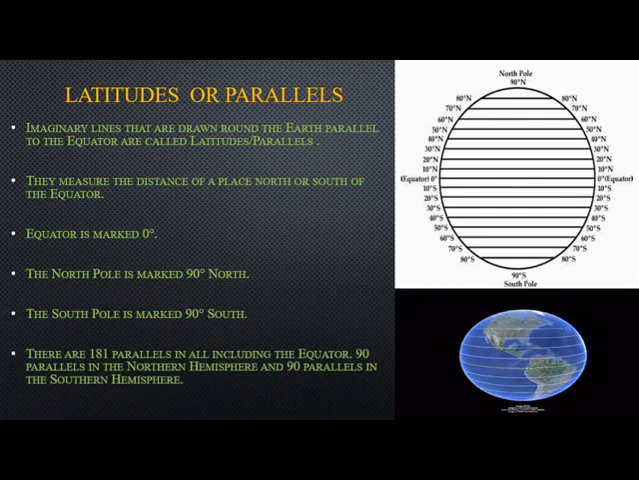There are a total of 181 parallels including the equator: 90 parallels in the northern hemisphere and 90 parallels in the southern hemisphere.